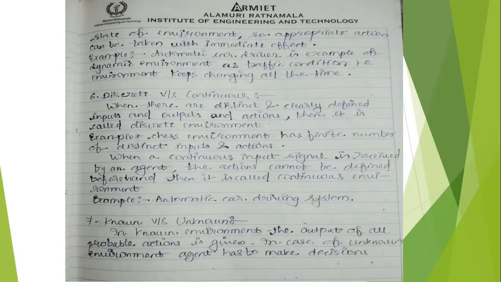Now, known versus unknown. In a known environment, the output of all the probable actions is given. Whatever the inputs and problems are, the solution is already given. The output of all the actions is stored in a processing unit, and accordingly, when the problem arises, actions are taken. In the case of an unknown environment, the agent has to make the decisions. Whatever decisions the agent is making, they are not according to the environment. The solution is not already known.